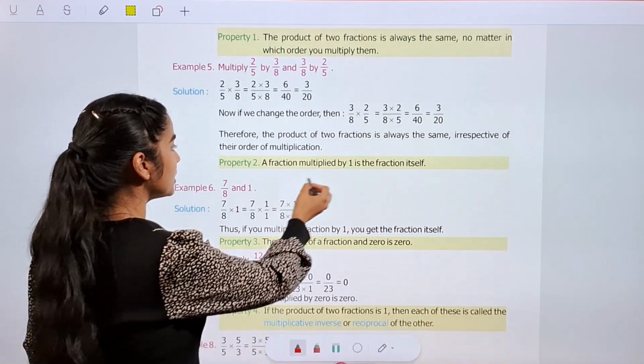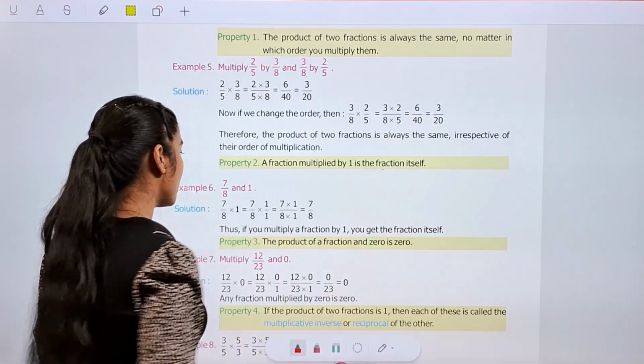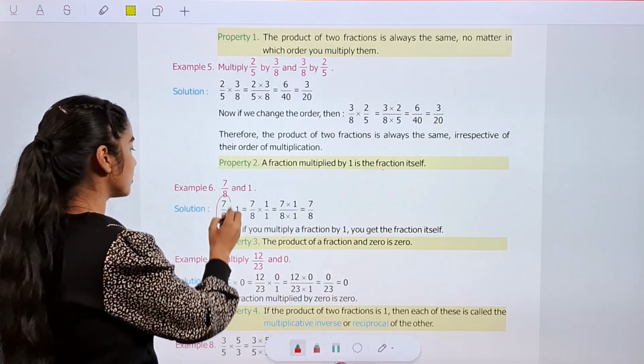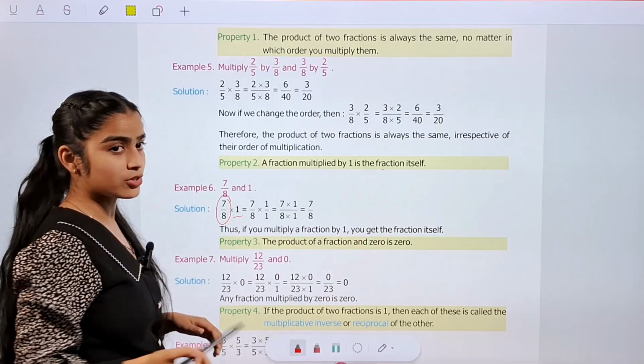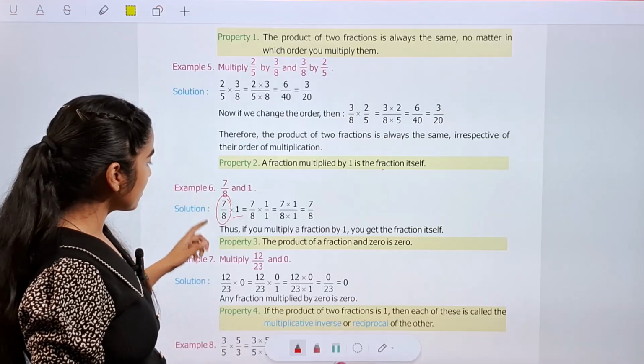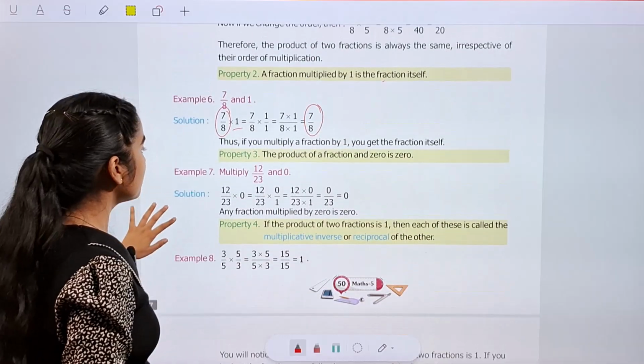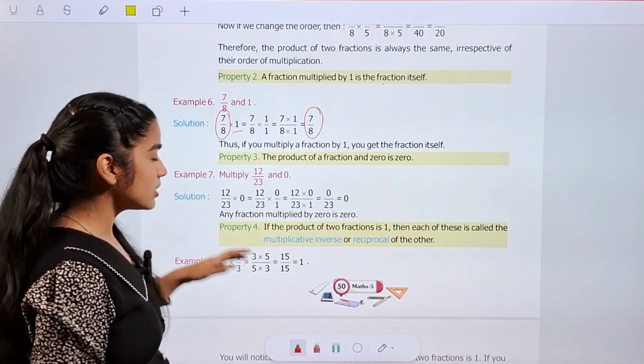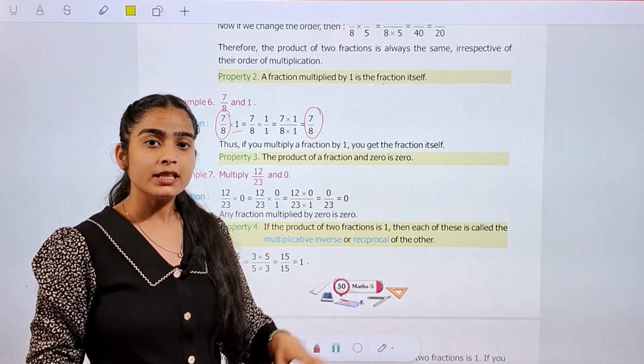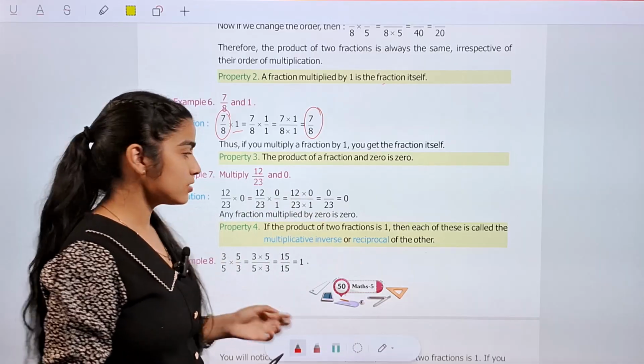A property: multiplied by 1 is the fraction itself. Whenever we multiply a fraction with 1, we will get the same fraction we have. So 7 by 8 multiplied by 1, the answer will be the same, 7 by 8. Multiply 12 by 23 and 0. So whenever you multiply anything by 0, you will get your answer 0 only.